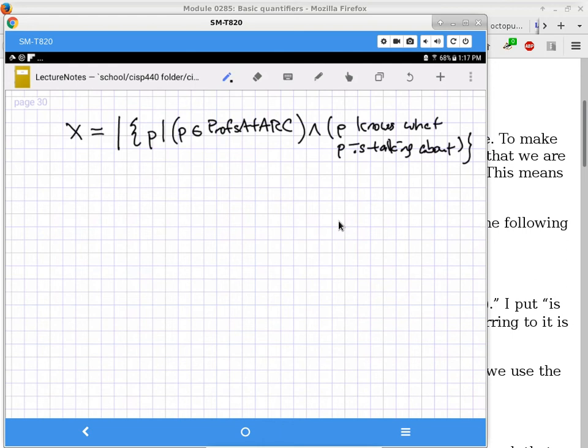Is that okay? So what was the first one again? And then we have one bar at the very end because we are trying to figure out what is the number of professors at ARC who knows what he or she is talking about. So if we say at least one professor knows what he or she is talking about, x is greater than 0, or greater than or equal to 1. The same thing, because we cannot have a half professor.